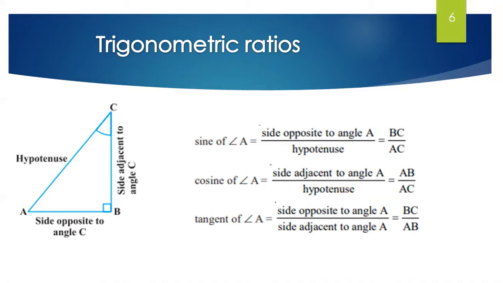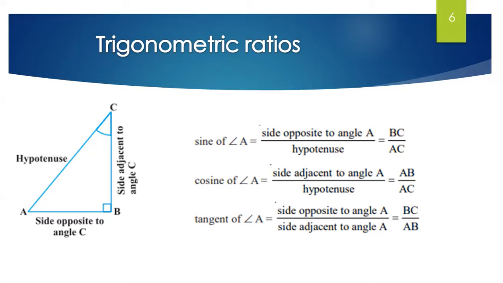Now, there are 6 trigonometric ratios. But before we start with trigonometric ratios, let's understand this triangle. I have a right angle triangle, right-angled at B. The side opposite to angle B, that is the right angle, is called the hypotenuse. It is not just a side, actually it is called the hypotenuse.